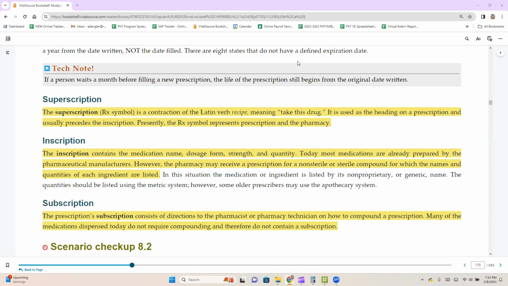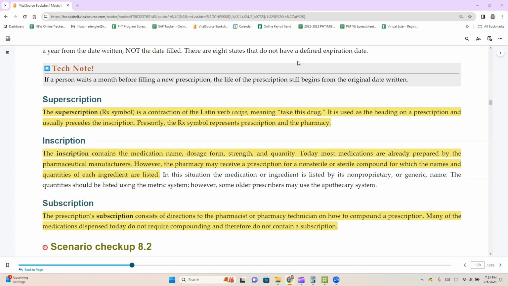The superscription, the RX symbol, is a contraction of the Latin verb recipe, meaning take this drug. It is used as the heading on a prescription and usually precedes the inscription. Presently, the RX symbol represents prescription and the pharmacy. The inscription contains the medication name, dosage form, strength, and quantity.